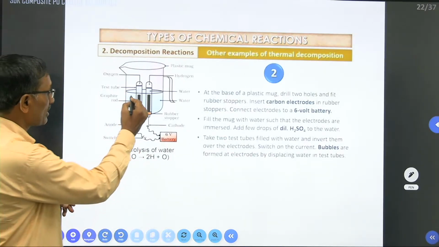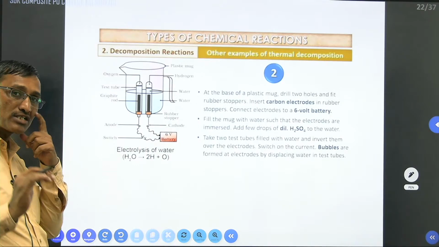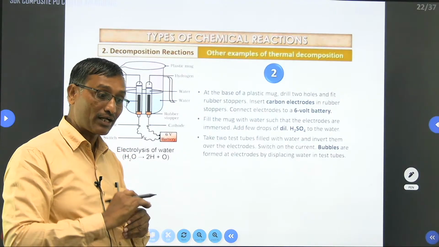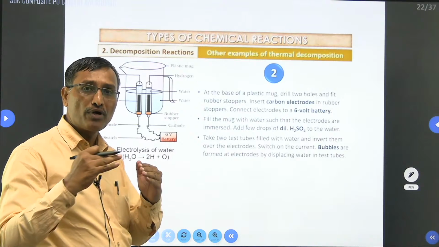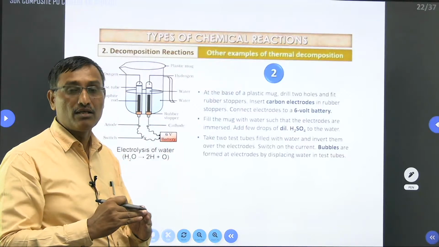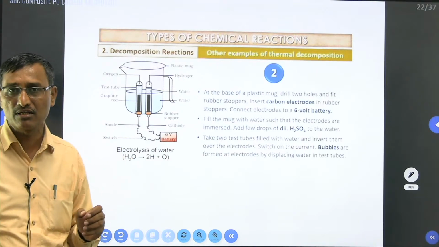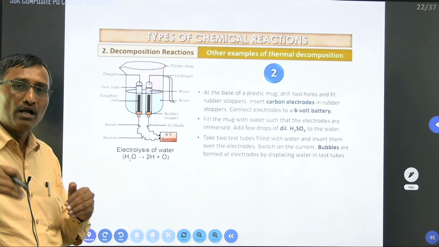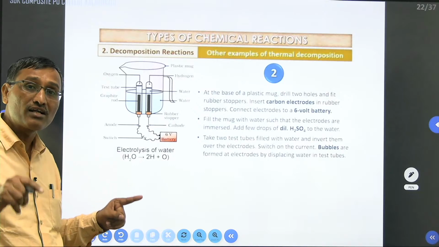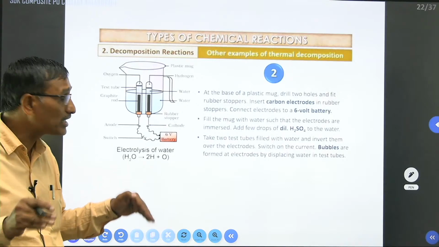See here, this is known as electrolysis of water. Electrolysis means decomposition of an electrolyte. You know, electrolysis is carried out using electrodes in an electrolytic tank. For that, an electrolyte is required, students. Electrolytes are chemical substances which undergo decomposition, or which conduct electric current either in a molten state or in aqueous form.